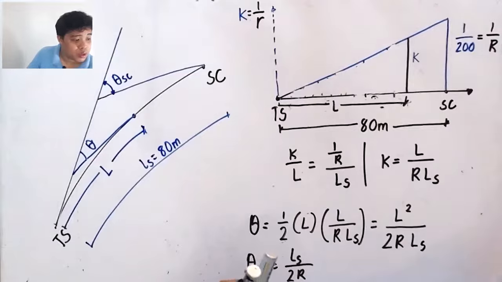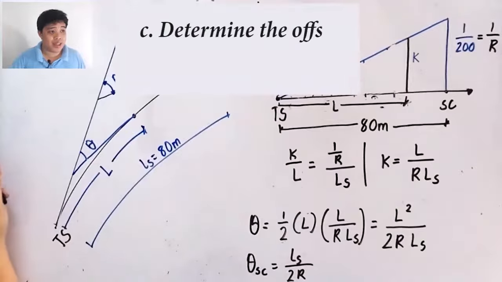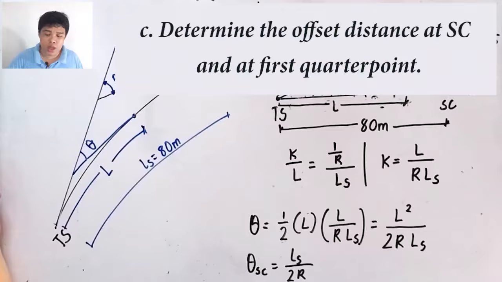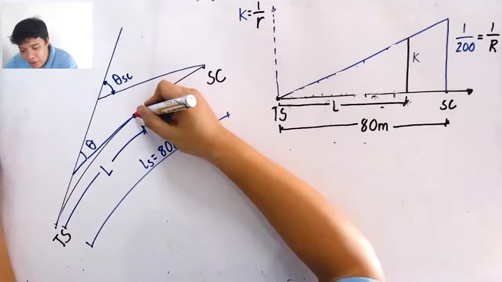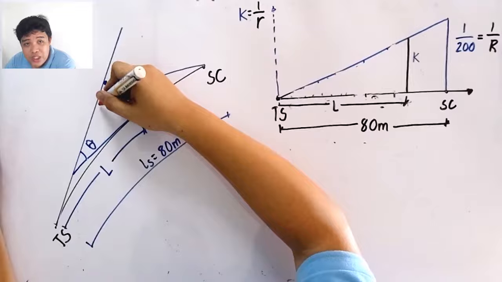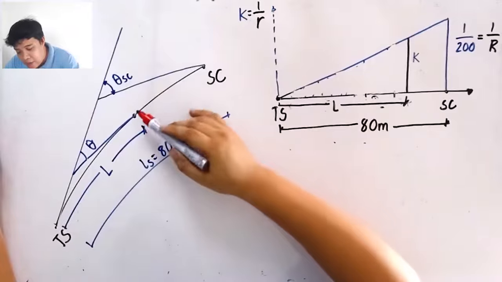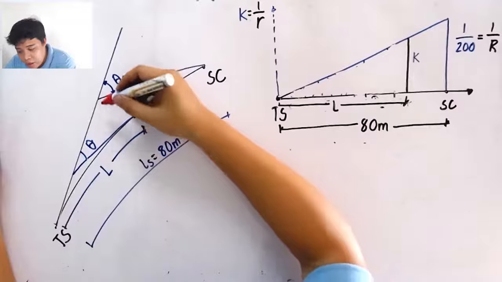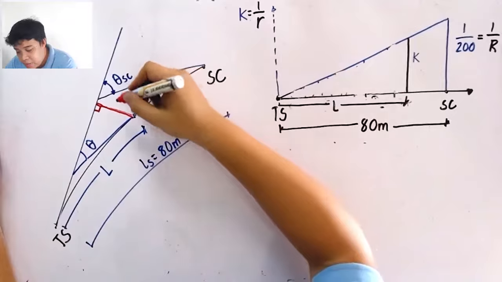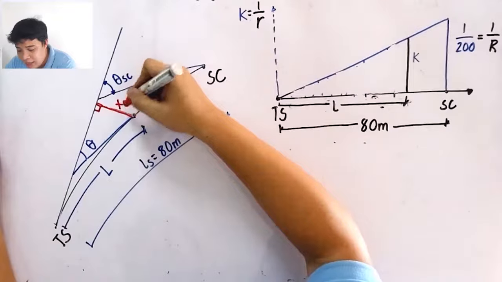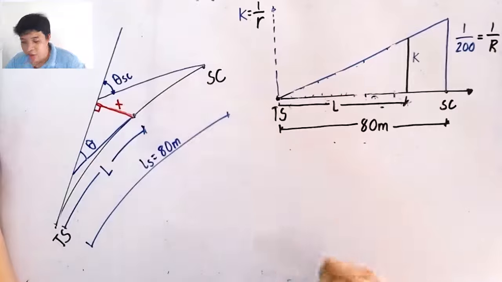So the next question is determine the offset distance at SC and at first quarter point. So practically, what is offset distance? When you say offset distance, that is practically the perpendicular distance of a certain point to the tangent drawn at TS. So meaning to say, if you want to get the offset distance of this point, you just draw a line perpendicular to TS. And that would be equal to X. That is the notation we're going to use.